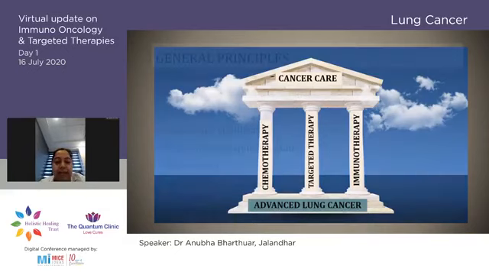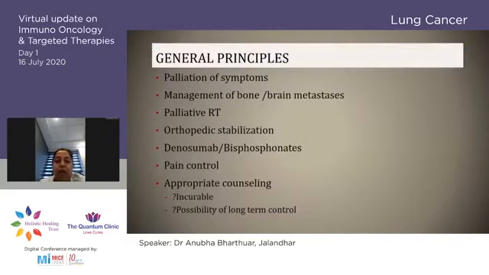So of course, when we are treating patients with stage 4 lung cancer, we have to apply the general principles. We need to palliate their symptoms. If they have bone and brain metastases, we offer them palliative radiation, orthopedic stabilization. We offer them denosumab, bisphosphonates, and pain control.